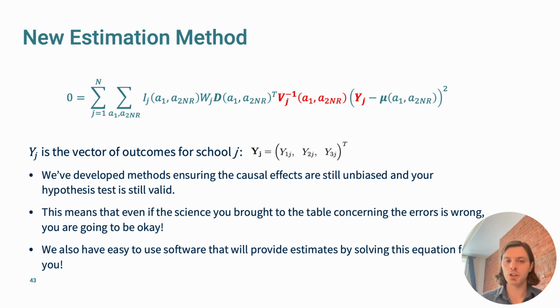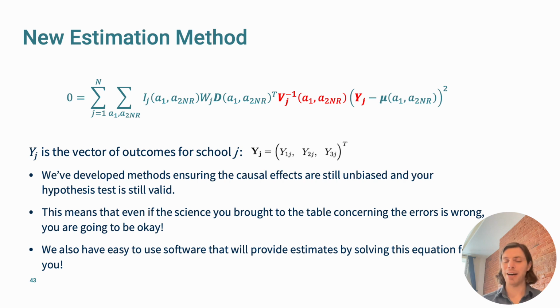Well, these have changed. So yj is our vector of outcomes for school j. So if we have 3 school professionals within a school, this will be a 3x1 vector. So the point here is you can see how we have this nested data of outcomes nested within a given school. You can also see this Vj of A1, A2. This is our working variance structure that we've been talking about in previous slides. So you can see how the decisions you made about the correlation structure are going to factor into our estimation method.